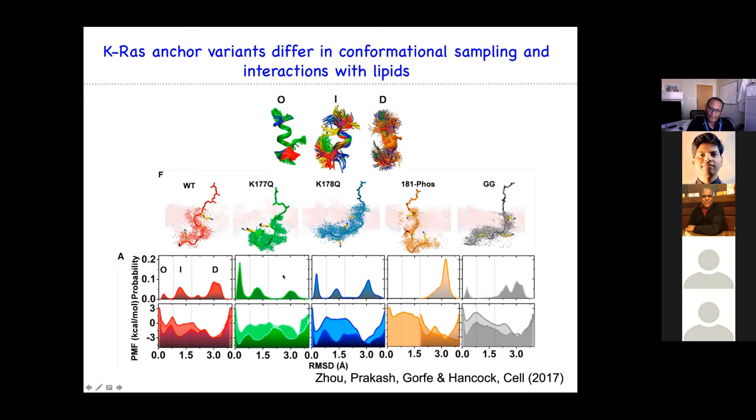We try to derive free energy or potential of mean force based on either the probability distributions at the top or using metadynamics that is in lighter shade here in the bottom. And as you can see here, there is sufficient overlap. Clearly we have way more to sample for these things to converge, but this data is clearly suggestive of variations in conformations upon mutation or phosphorylation or the presence of the geranyl-geranyl group.